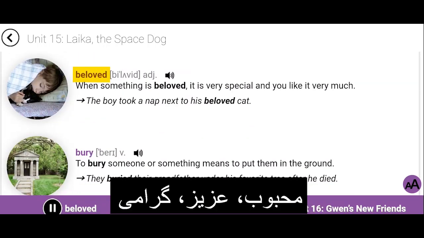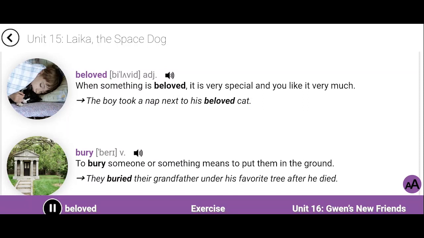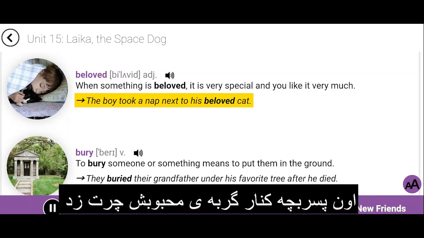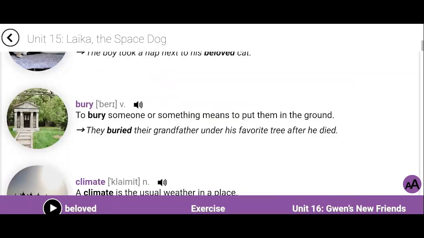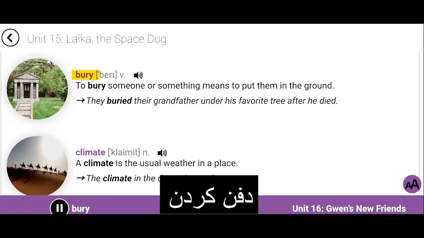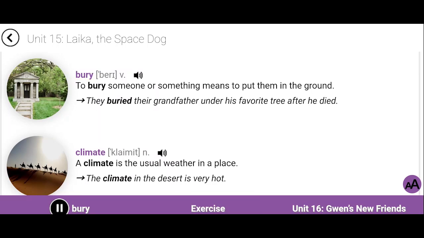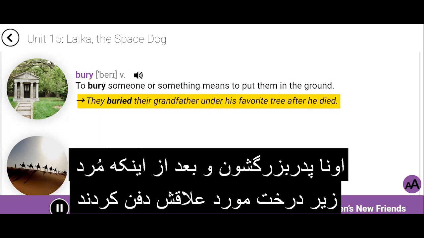Beloved. When something is beloved, it is very special and you like it very much. The boy took a nap next to his beloved cat. Bury. To bury someone or something means to put them in the ground. They buried their grandfather under his favorite tree after he died.